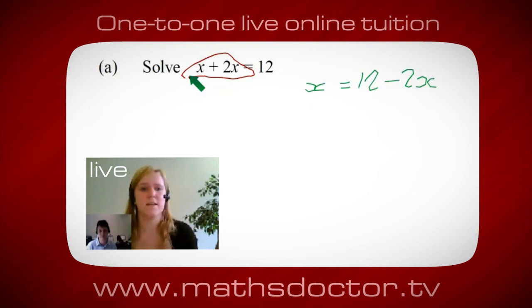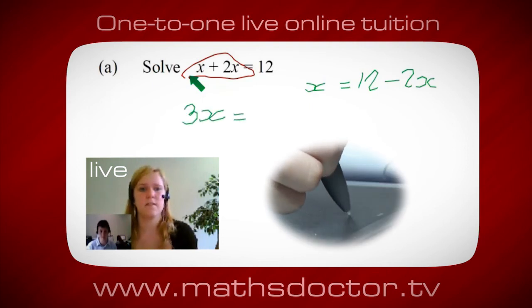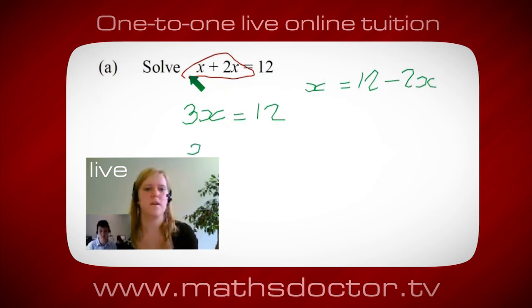Oh, okay, it's 3x, isn't it? Yeah, so absolutely. 3x equals 12. And so x equals 4. Brilliant, spot on, well done.